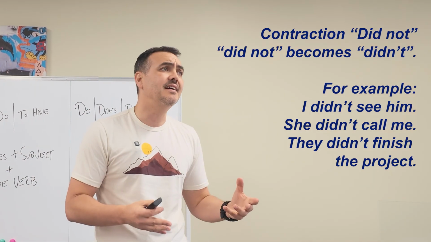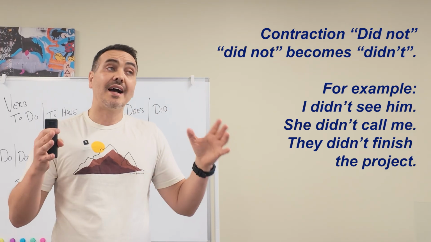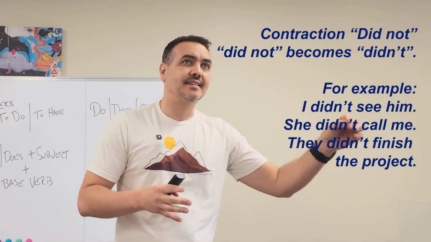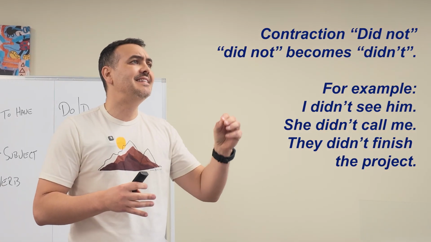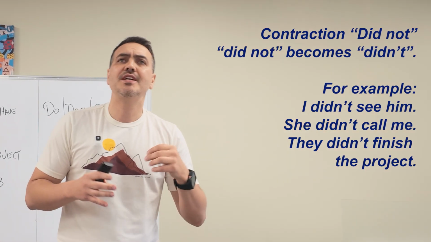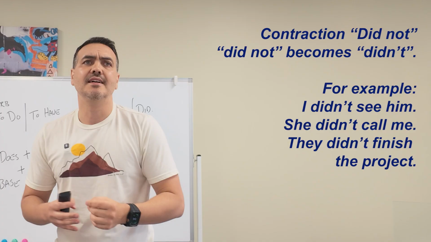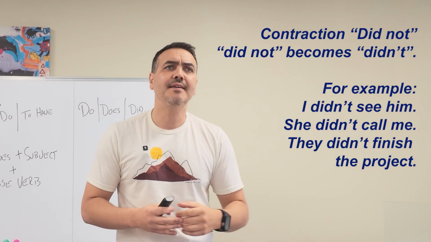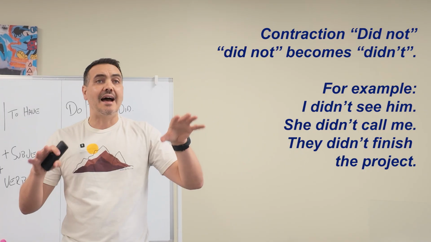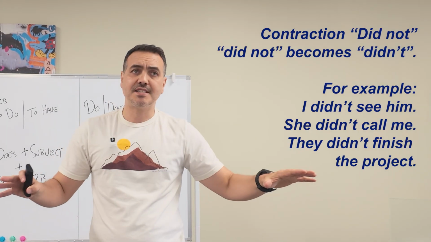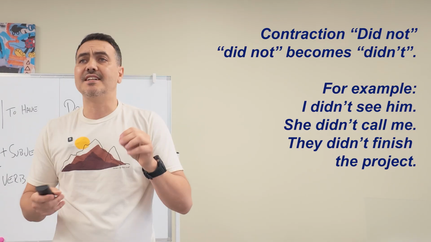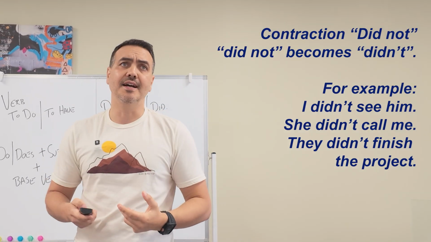In speaking, we contract that as well. So instead of did not, we'll say didn't, okay? For example, I didn't see him. She didn't call me. They didn't finish the project, okay? And again, after didn't, you just use the base verb, okay? She didn't call me. You don't say she didn't called me, okay?